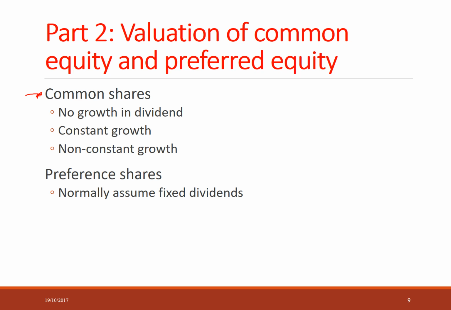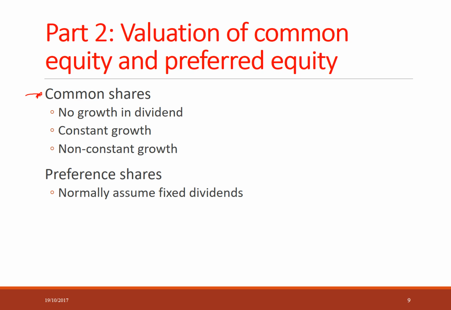For common shares, we have three types. We have a no-growth dividend model, where we assume that this is, say, a very mature firm. For example, Telstra, in the past, has paid fixed dollar amounts of dividend every year. For this model, when we have no growth in dividends, we can simply use a normal perpetuity model to price the common share.